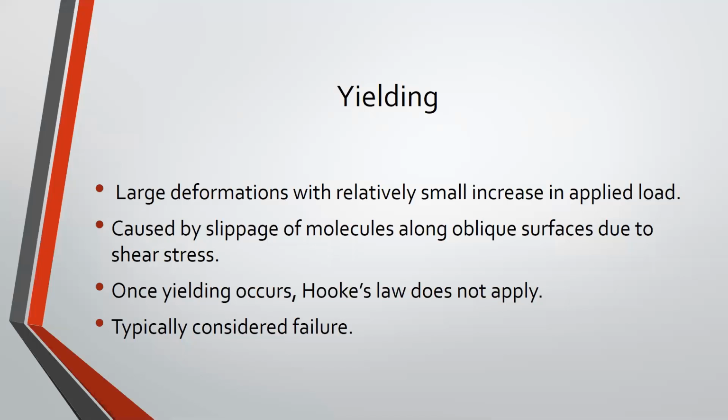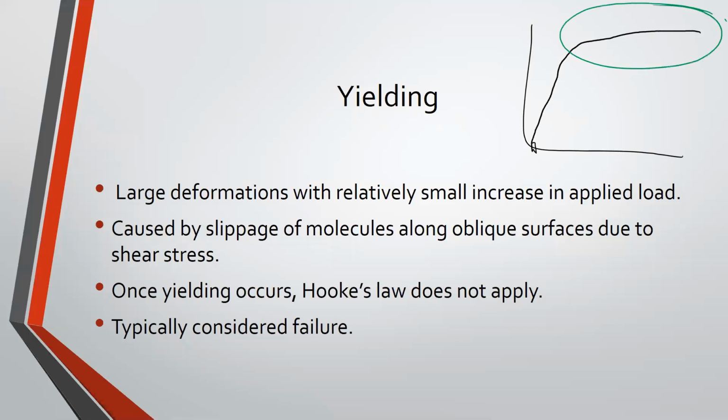Okay, so yielding is defined as large deformations with relatively small increase in applied load. So if we look at, say, a stress-strain curve, it may start with a linear segment and then kind of bend over like so. And so in this plastic region, there's very little increase in strength for the large amount of elongation that you're getting. And that's what we call yielding.